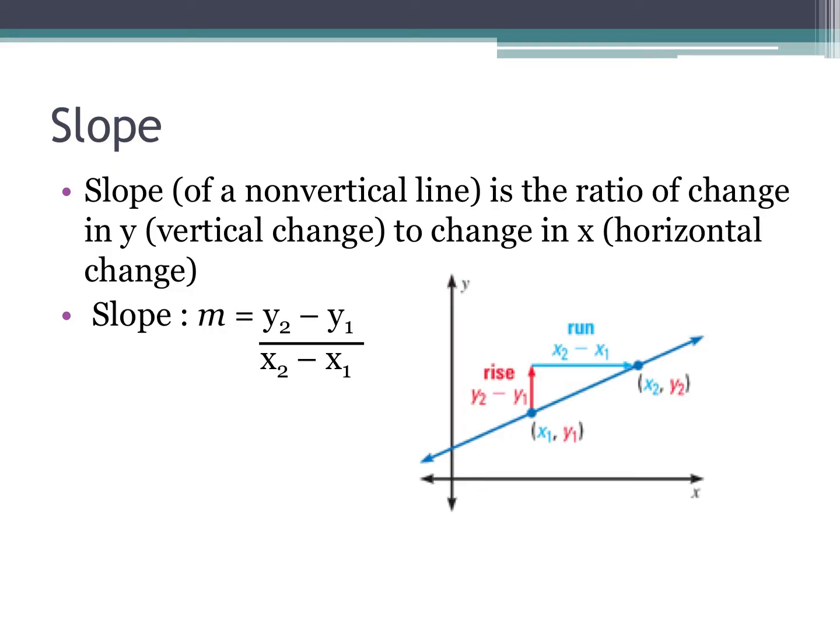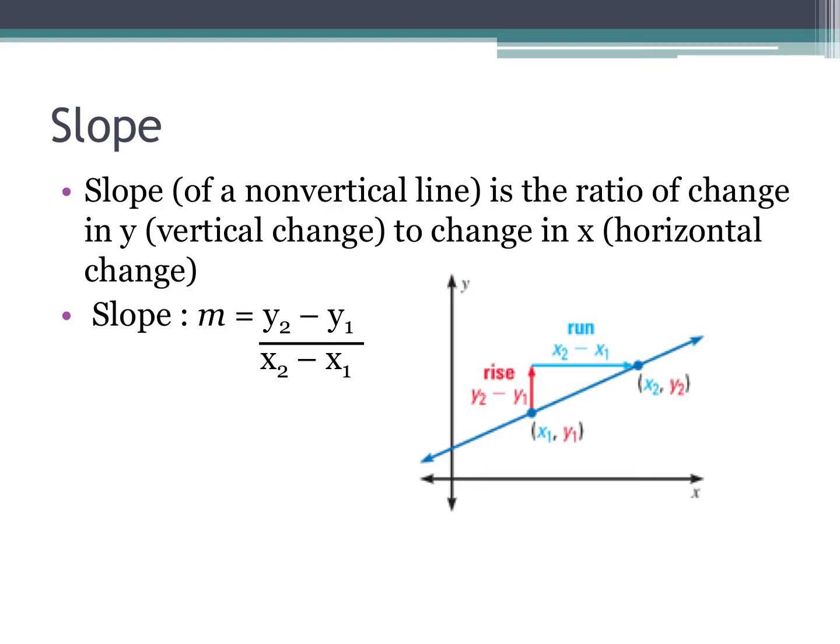The slope of a non-vertical line is the ratio of the change in y, the vertical change, to the change in x, the horizontal change. So you're going to be given two ordered pairs. And just like before with the distance formula, you'll have your x1, y1 and your x2, y2, and then you're going to plug them into this formula. You subtract the y's, and then you subtract the x's, and then you'll simplify the fraction.